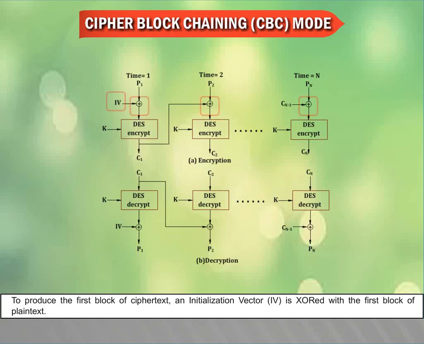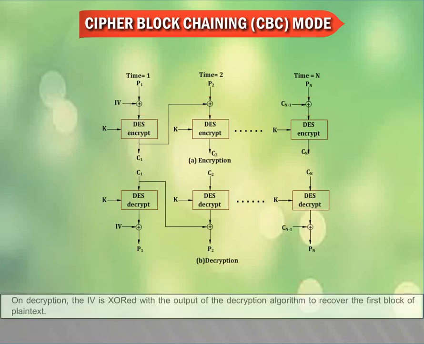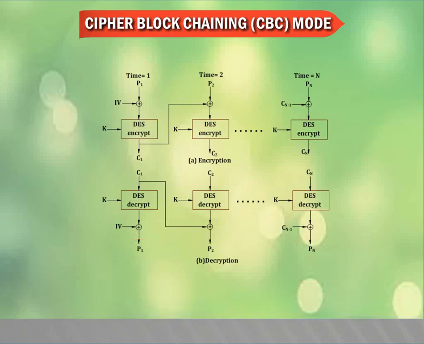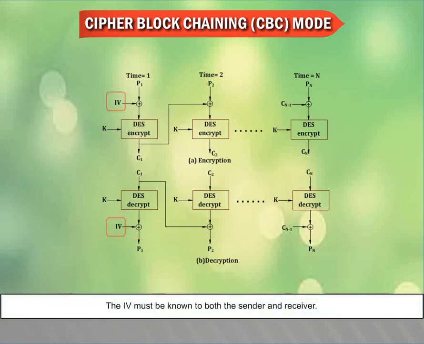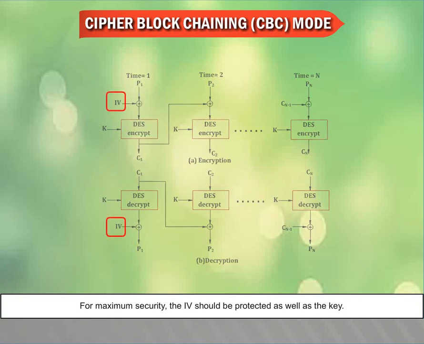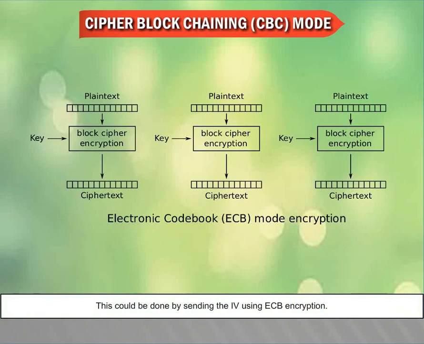To produce the first block of ciphertext, an initialization vector (IV) is XORed with the first block of plaintext. On decryption, the IV is XORed with the output of the decryption algorithm to recover the first block of plaintext. The IV must be known to both the sender and receiver. For maximum security, the IV should be protected as well as the key. This could be done by sending the IV using ECB encryption.